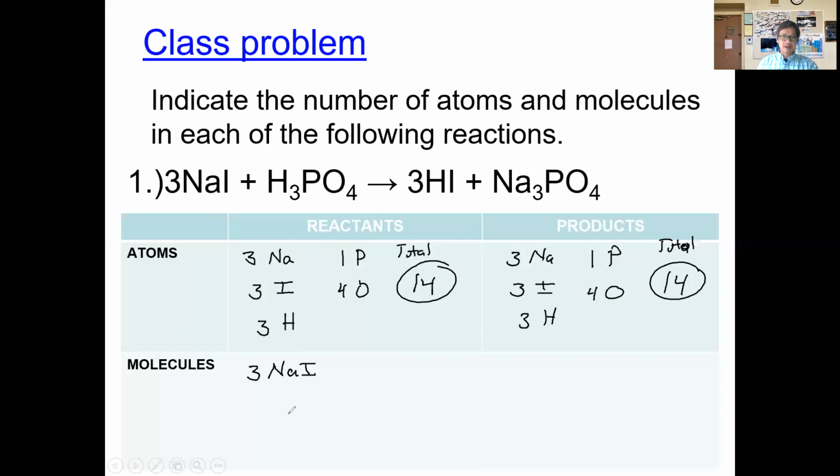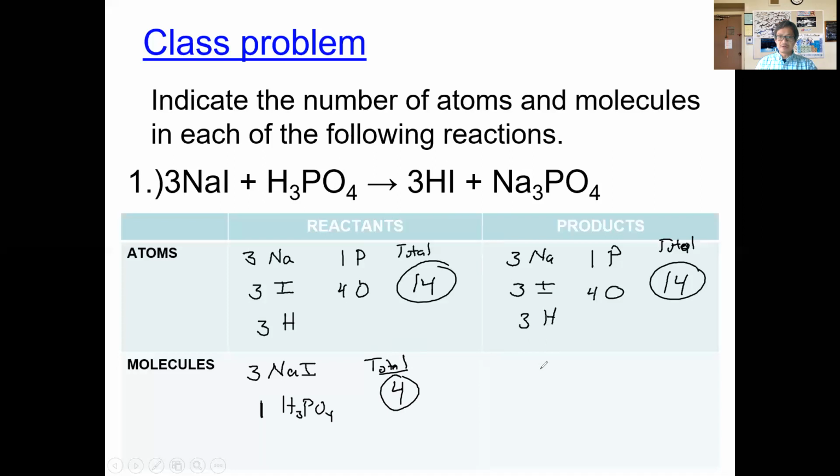The second compound here is phosphoric acid, H3PO4. If there's no number in front of it, we can see that the coefficient is going to be 1. So the total number of compounds here is going to be 4 total when we start out. All right, so going to the product side, let's identify what compounds form and how many of them form.